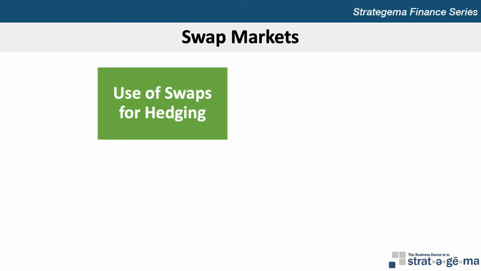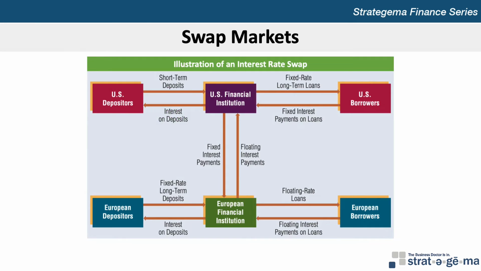Conversely, some financial institutions in other countries, such as commercial banks in Europe, had access to long-term fixed-rate funding but used these funds primarily for making floating-rate loans. These institutions were adversely affected by declining interest rates. This exhibit illustrates how the U.S. and European financial institutions can engage in an interest rate swap.